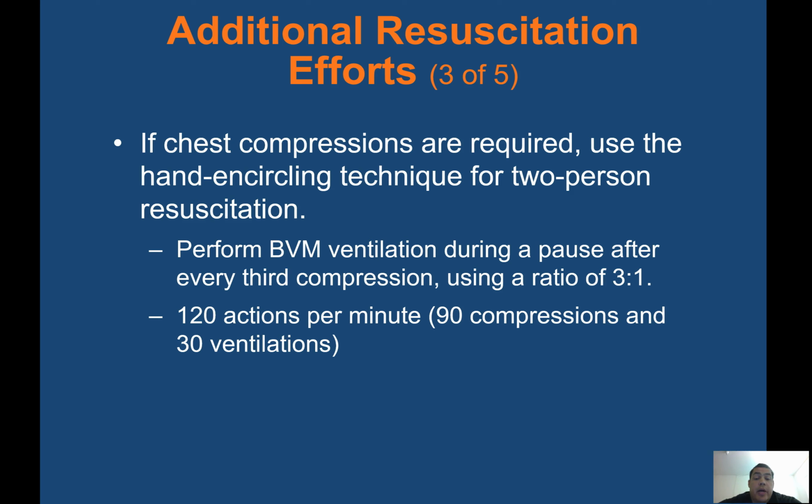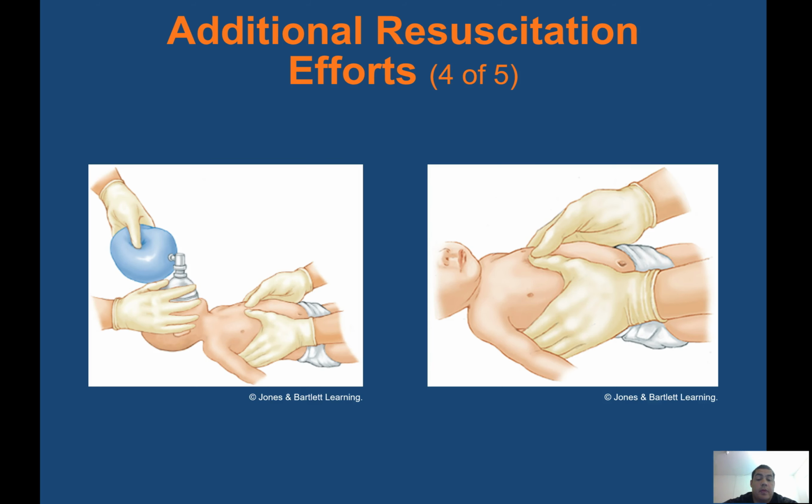If chest compressions are required, use a hand encircling technique for two-person resuscitation. Perform BVM ventilation during a pause after every third compression using a ratio of 3 to 1, 120 actions per minute, 90 compressions, and 30 ventilations. And so this is how you're going to do CPR for a newborn. You're going to have enough room to go ahead and put your hands behind your chest. Hands encircling the whole body, and go ahead and put 2 thumbs down right in the center where you would do CPR on an adult, and go ahead and do compressions that way.